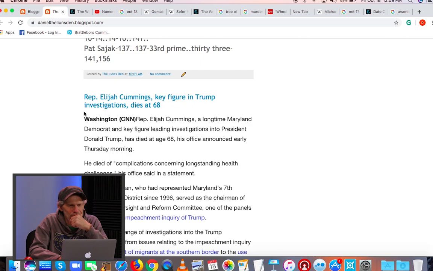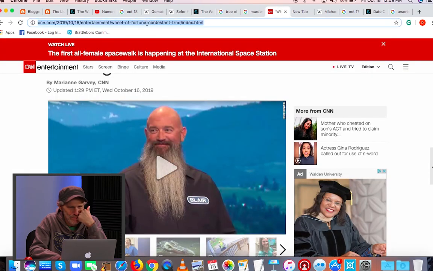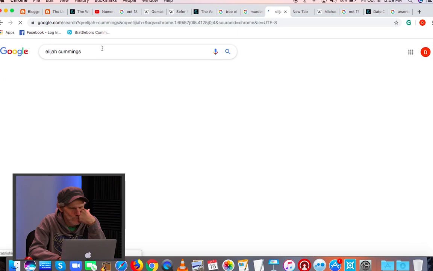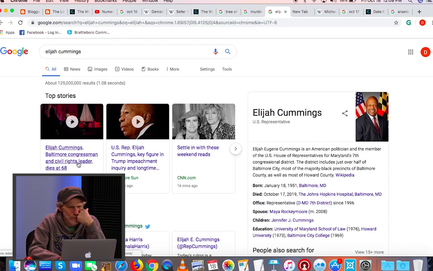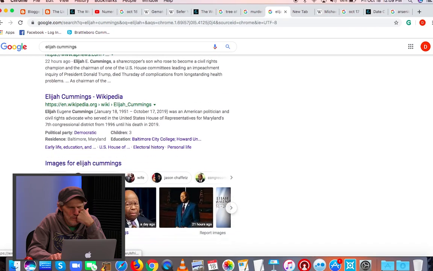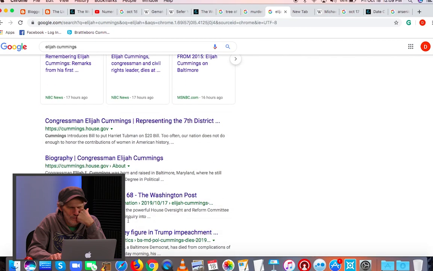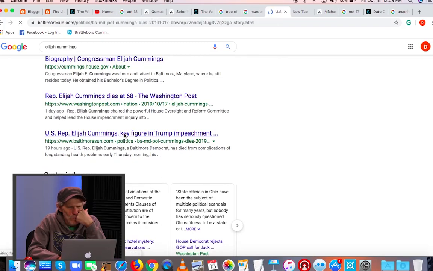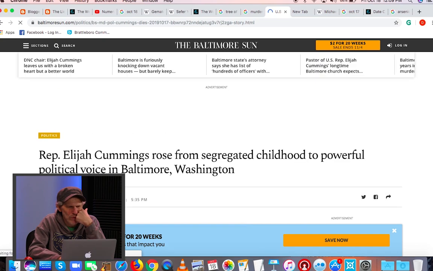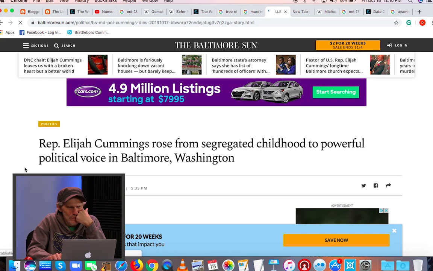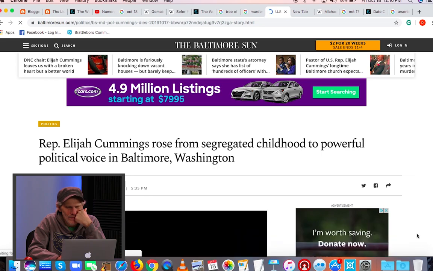So let's get back to the story about Representative Elijah Cummings, a key figure in Trump investigation, dies at 68. Elijah Cummings. Here he is. From Baltimore. Dead at 68. So let's look at this from the Baltimore Sun. Powerful political voice in Baltimore and Washington. So many ads and stuff.